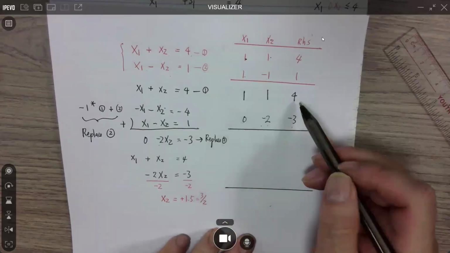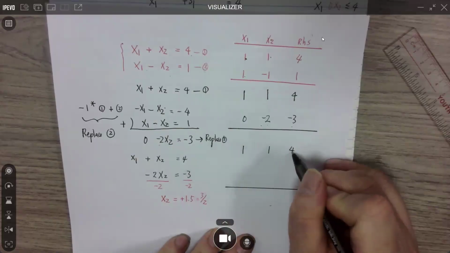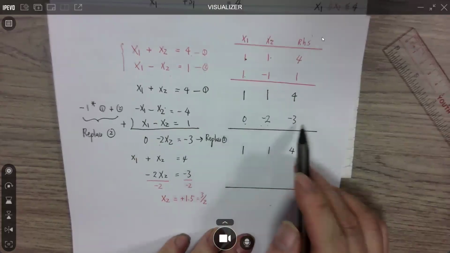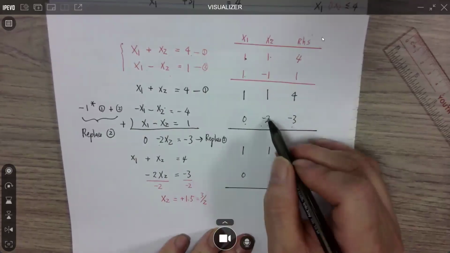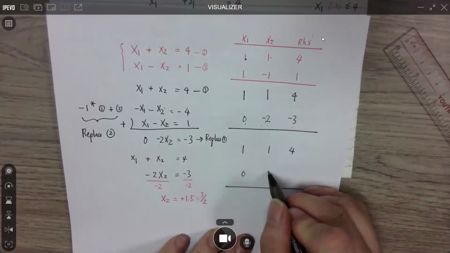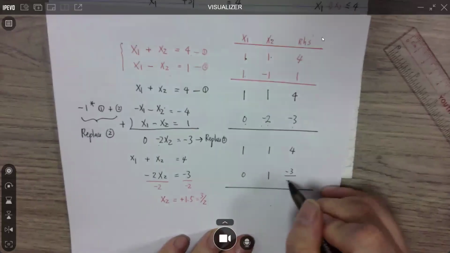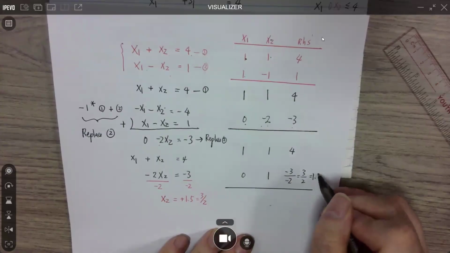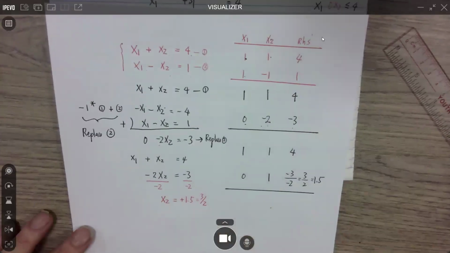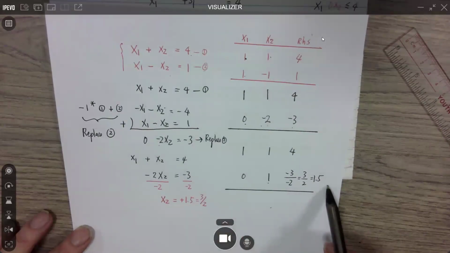So this one is still 114. And this one, I'm going to divide it by minus 2. 0 divided by minus 2 is still 0. Minus 2 divided by minus 2 is what? Is 1. Minus 3 divided by minus 2. This is 3 over 2, or you say 1.5. Okay? So, we know x2 is 1.5 now.